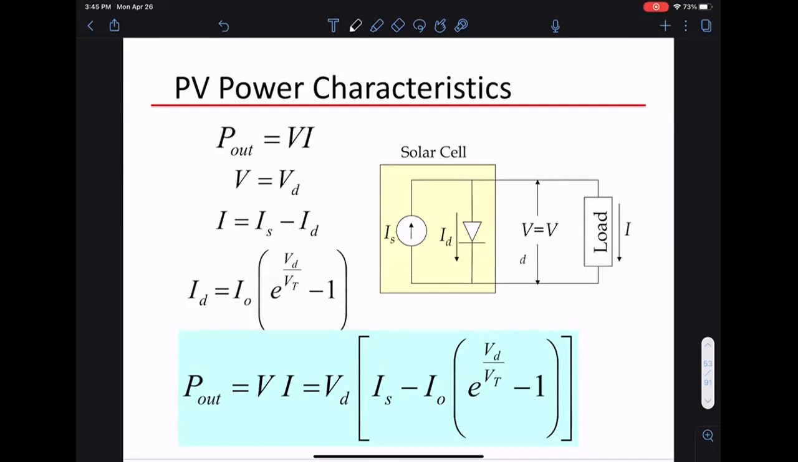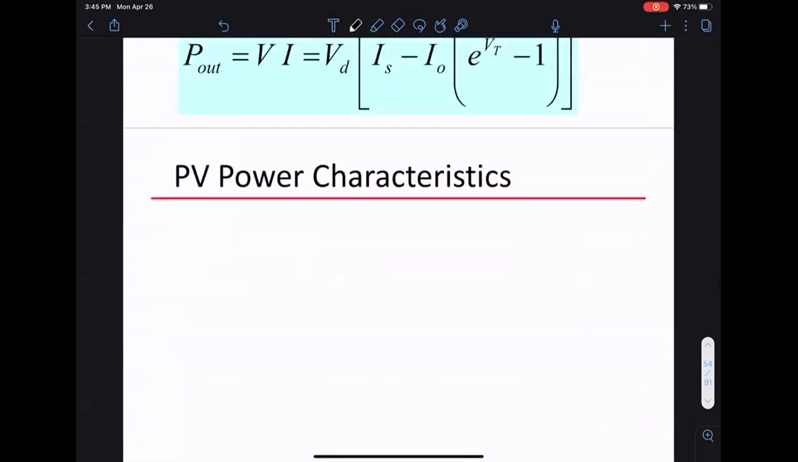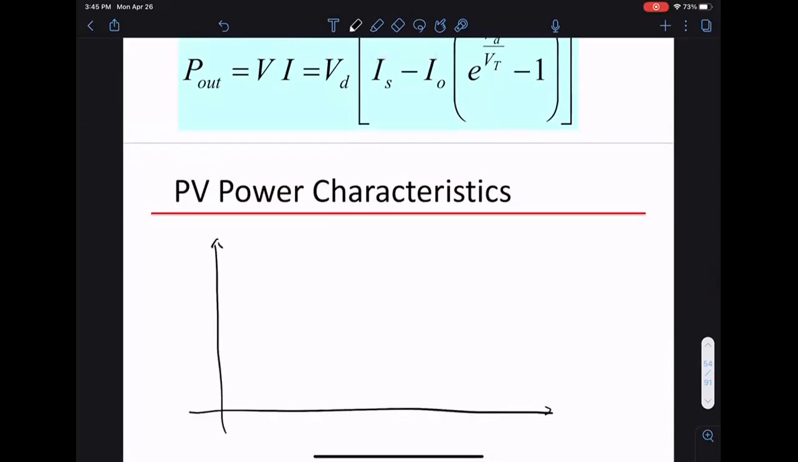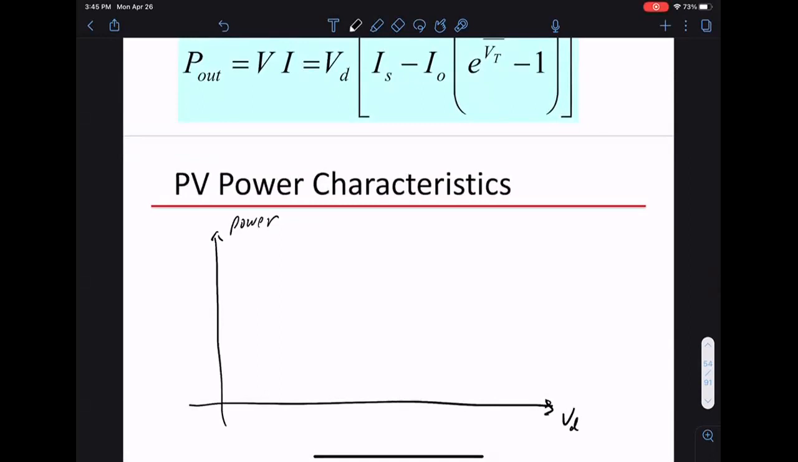Okay, so we can plot this curve, right? Once we plot this curve, we can plot VD, and we can plot, for example, P, the power we draw. So VD being 0, this is definitely 0. This starts at 0. But then as VD increases, this goes up to a certain extent, then drops down again.